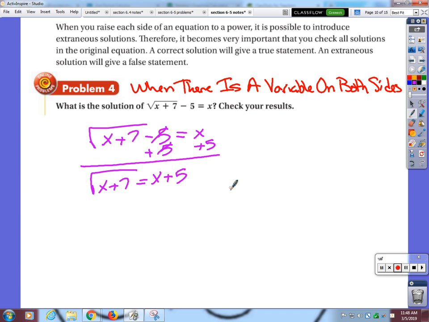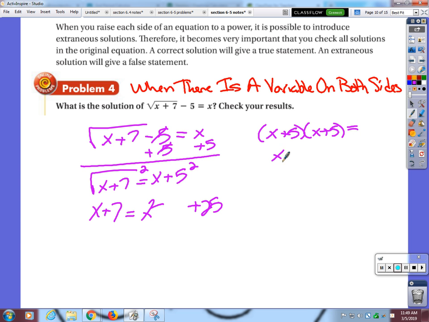Here's where things begin to get just a little bit dicey though, okay? The square root of x plus 7 squared is x plus 7, because the square root and the squared just cancel each other out. The problem with this is that x plus 5 squared does not equal x squared plus 25. Lots of you would like to write it like that, but if I go x plus 5 times x plus 5, first times first is x squared, outside is 5x, inside is 5x, last times last is 25.